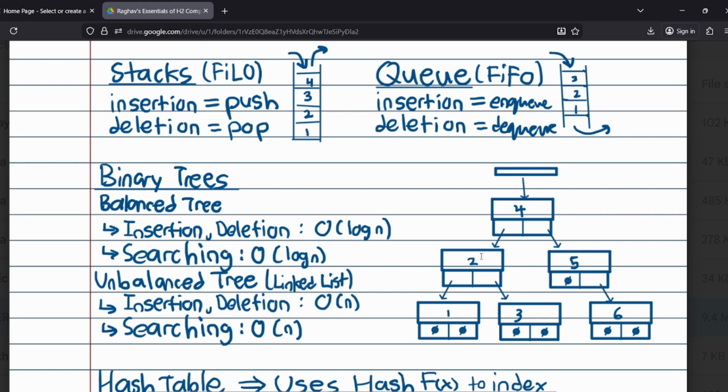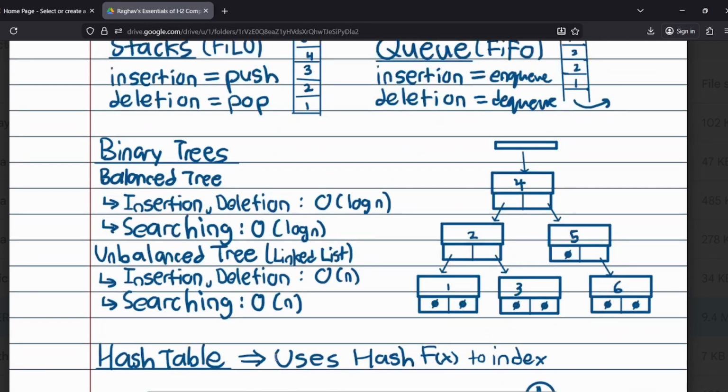So an unbalanced tree is just a linked list with a bunch of things poking out of it. You can think of it like that. The more it looks like a linked list, the more unbalanced it is. Which is why insertion, deletion, searching are all the exact same as linked list, whereas in an actually balanced tree, it's going to be log n, not n. Which is also why the way you balance your tree is very important, so that you can optimize all of your operations.